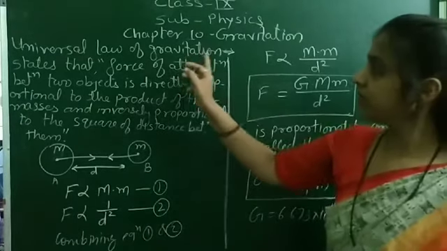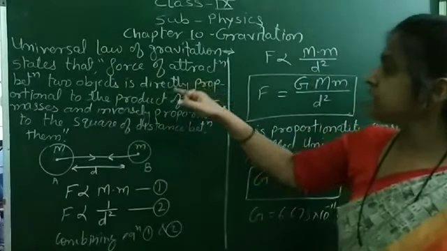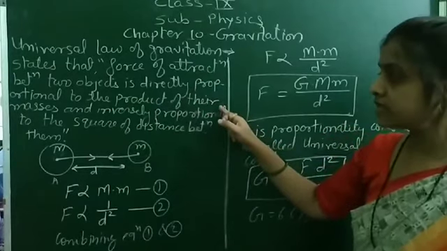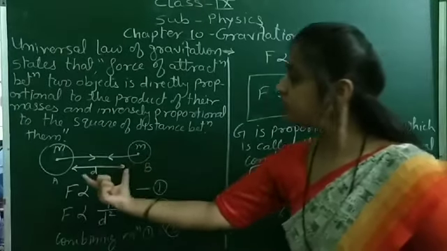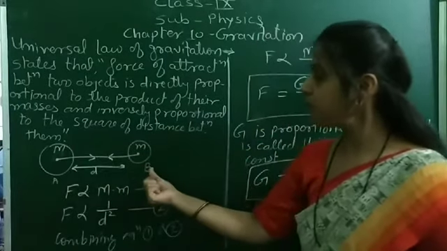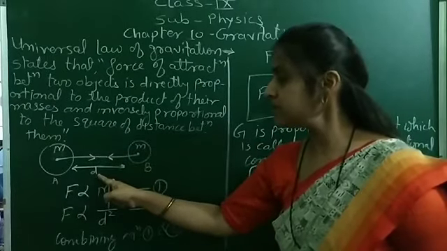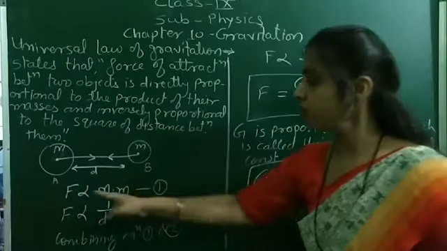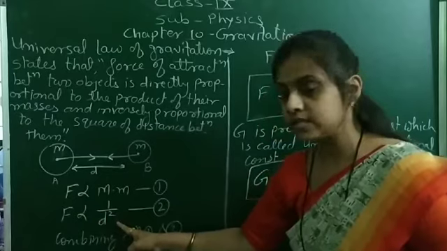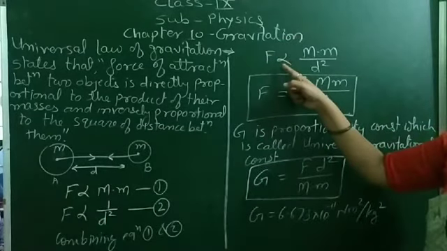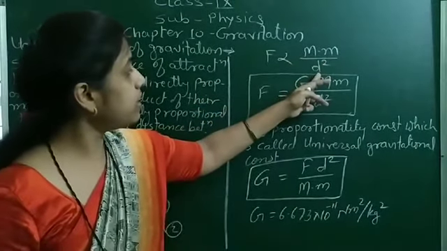So what is the universal law of gravitation? The universal law of gravitation states that the force of attraction between two objects is directly proportional to the product of their masses and inversely proportional to the square of the distance between them. For this we consider two objects, A having mass M and object B having mass small m, which are separated from each other by distance d. According to the law, F is directly proportional to M into m, and F is inversely proportional to 1 by d square. When we combine this, it becomes F proportional to M into m upon d square.